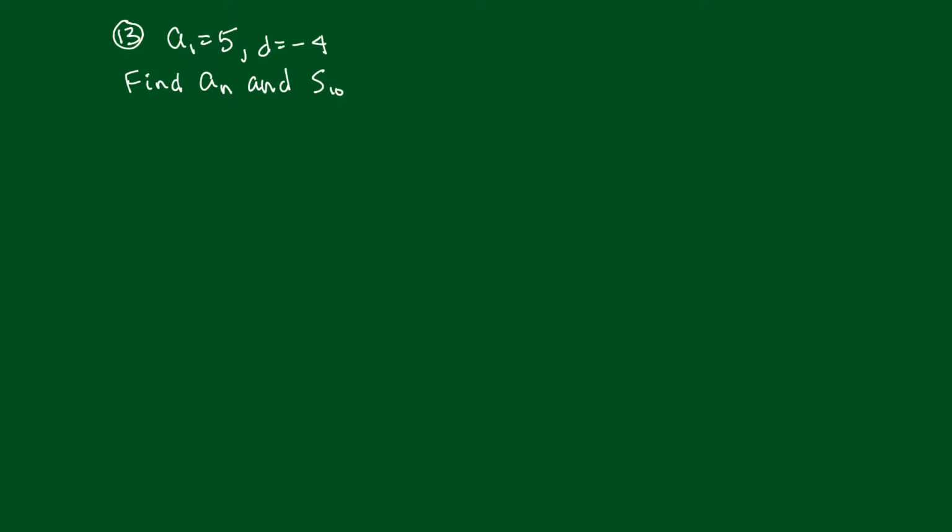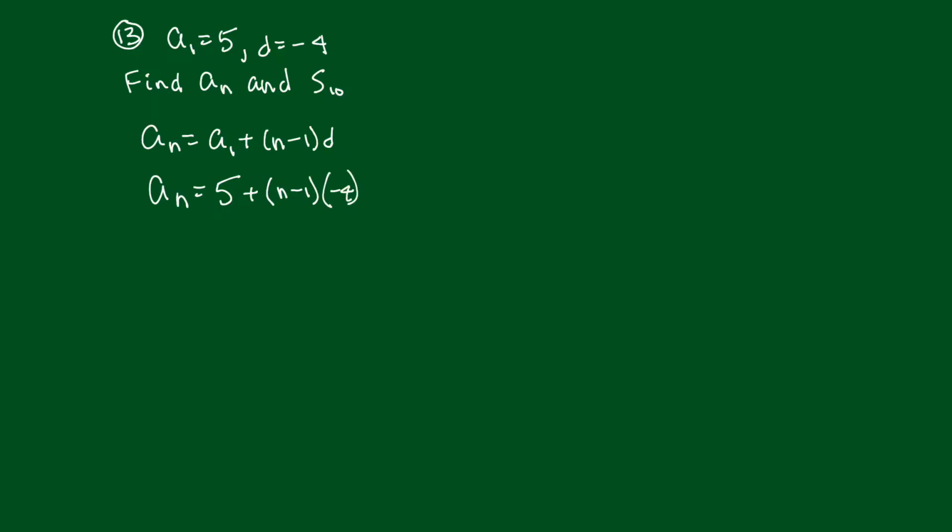So again, we've got an arithmetic sequence, and we're told that the first term is 5 and that the common difference is negative 4. And what we want to do, first of all, is find a sub n. Now that's just some general term, right? And we have a formula for the general term, and it's this. A sub n is a1 plus n minus 1 times d, and we've got these numbers. So a sub n is a1, which is 5, plus n minus 1 times d, but that's negative 4.